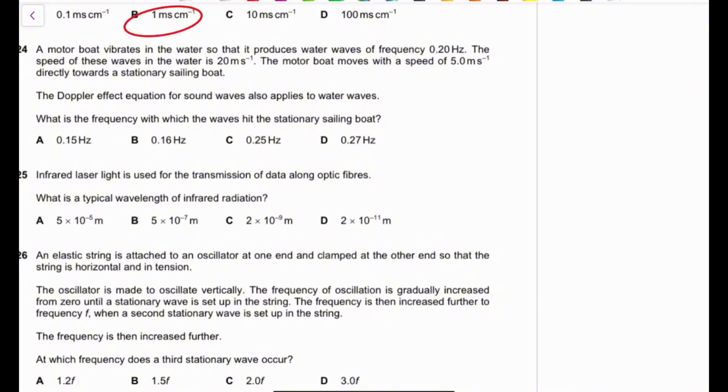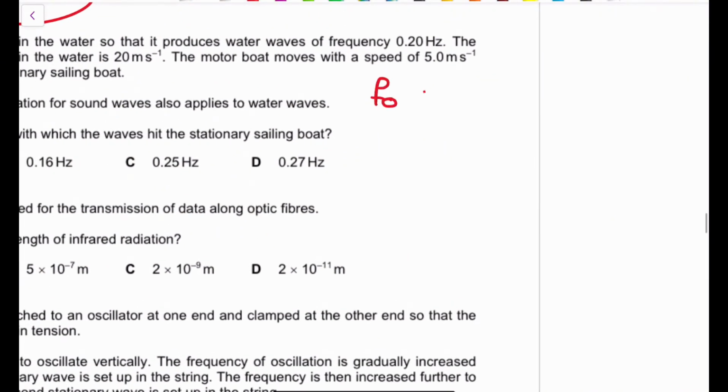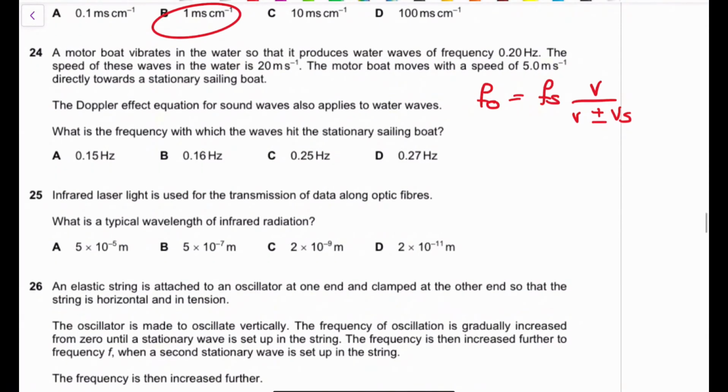What do we know? Number one, we know the Doppler effect: f0, which is the observed frequency, is going to be fs times v over v plus or minus the velocity of the source. But what you need is the velocity of that source. The velocity of your source is the velocity of the thing that's producing the sound. In this case, we have a motorboat, and it's going to move with a velocity of 5 meters per second. So that is the velocity of your source.